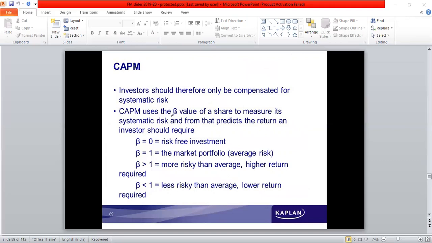CAPM uses beta value. What is beta? So the first thing is we need to understand what beta is. The beta value of a share is used to measure the systematic risk.